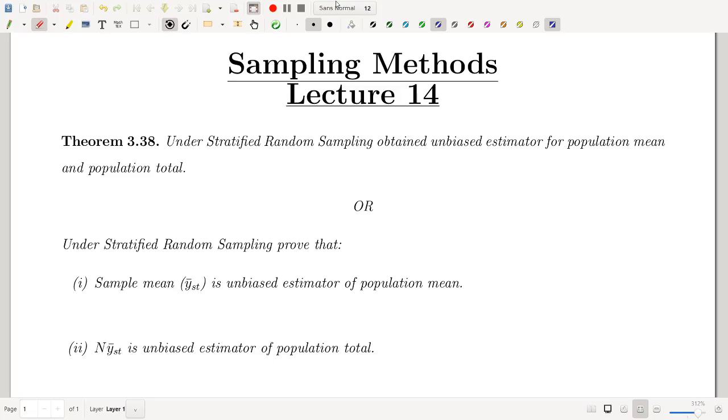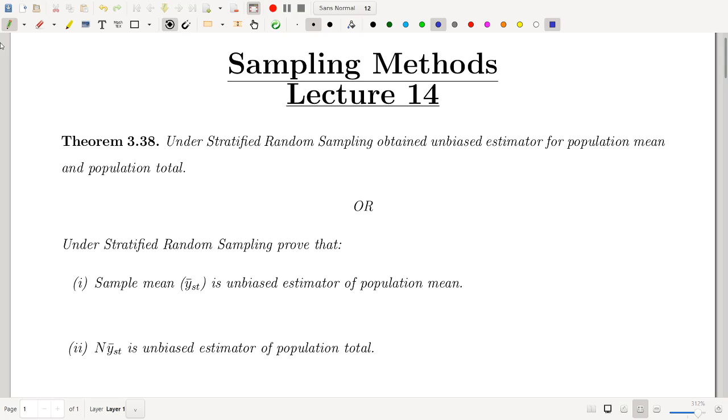Good morning, students. In the last lecture, we had seen how to draw a random sample from a population using stratified random sampling. Usually, stratified random sampling is used when your population is heterogeneous, and we also saw the notations used in stratified random sampling. So, in this lecture, we are going to give an estimate for the population mean.